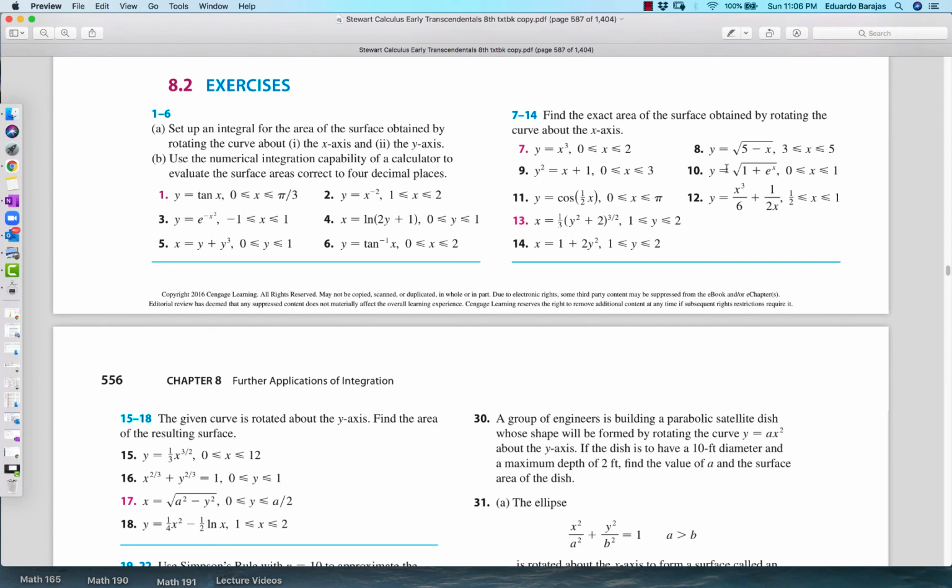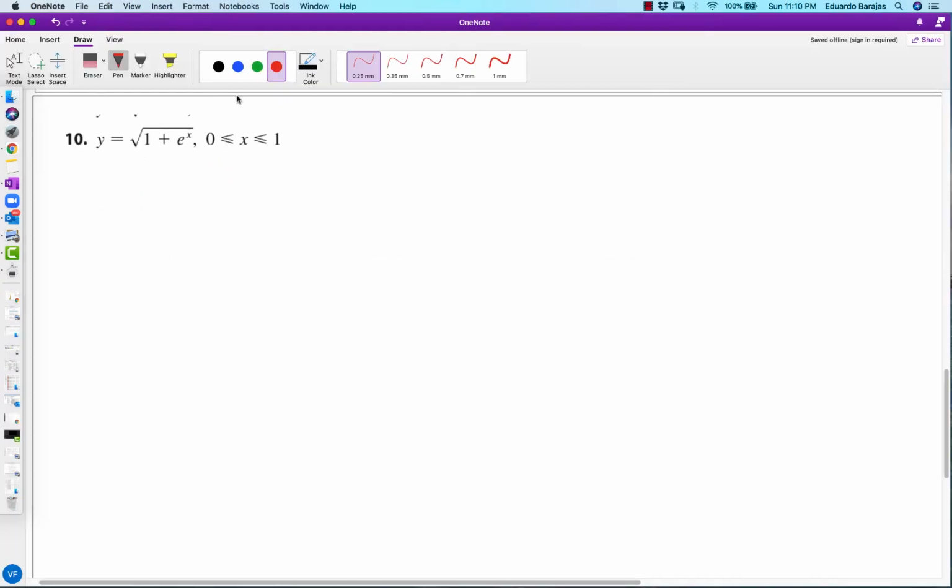Okay, so how about number 10? Let's do number 10. Okay, so we're interested in figuring out the surface area of the shape created by rotating this about the x-axis. So let me just start off by writing down my formula. I know S is going to be equal to the integral from A to B of 2 pi y times the square root of 1 plus (dy/dx) squared, and then dx.